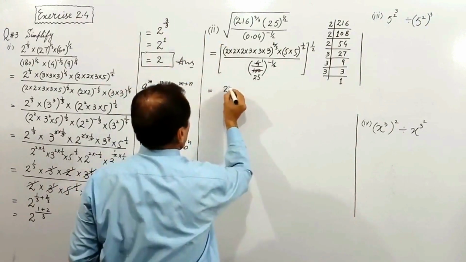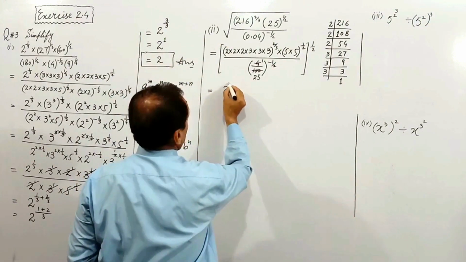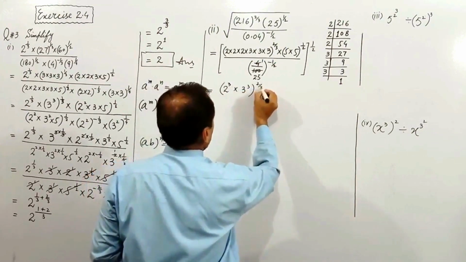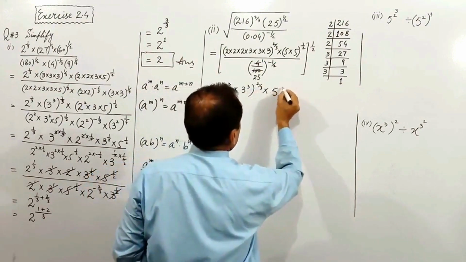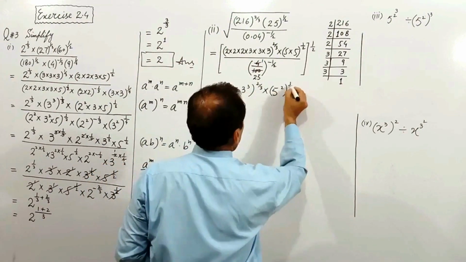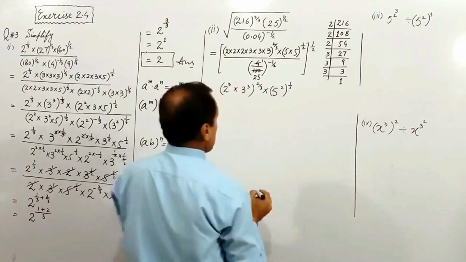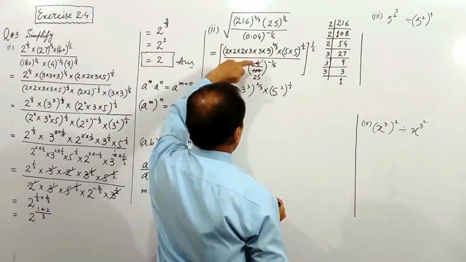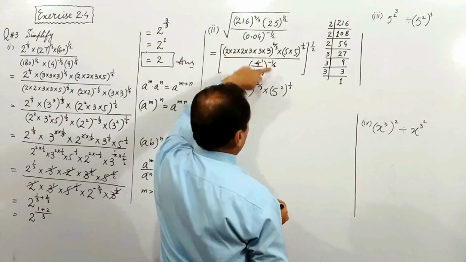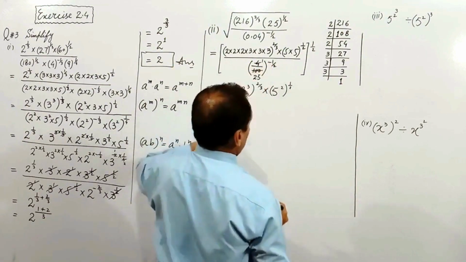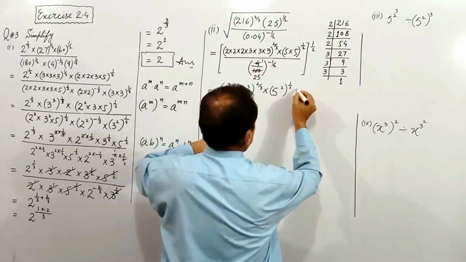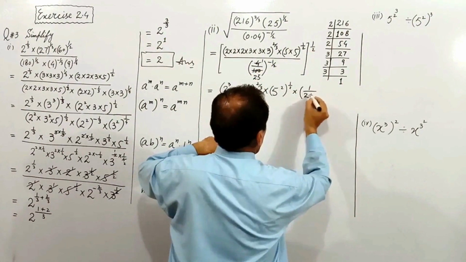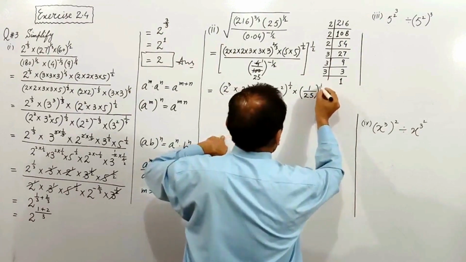In the next step, we apply law of sum of powers. So which gives us 2 raised to power 3, 3 raised to power 3 whole power 2 by 3, 5 raised to power 2 whole power 1 by 2. In the same step, we make this negative power positive according to law of quotient of power with same base. And now it becomes 1 over 25 whole power 1 by 2.